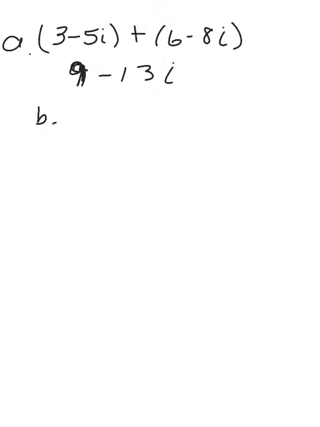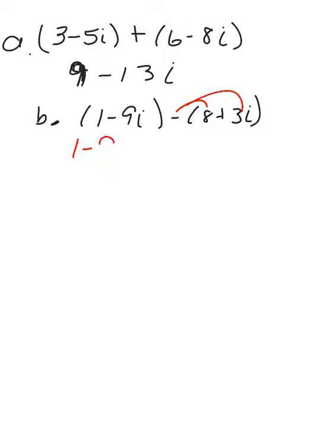B. 1 minus 9i minus 8 plus 3i. Since we are subtracting, we have to distribute that negative. So it's 1 minus 9i minus 8 minus 3i. So 1 minus 8 is negative 7. Negative 9i minus 3i is negative, oh, I'm sorry, actually this should have been a plus. So that's a plus. So I have now 9i minus 3i is positive 6i. Okay, so let's take a look at C.